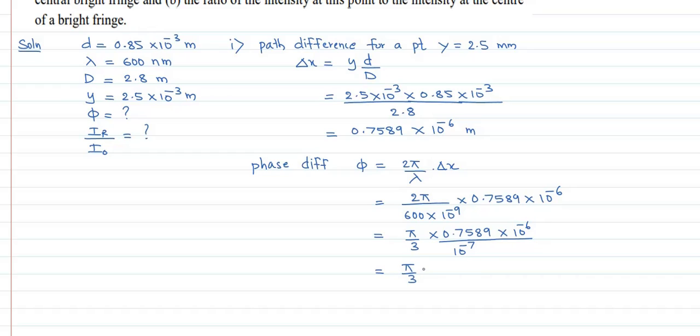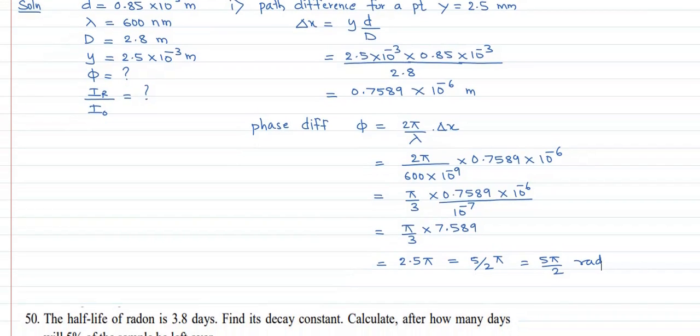If you take this to the numerator, it will be 7.589. So this is around 2.5 pi, or you can say 5 by 2 pi. Phase difference is 5 by 2 pi, or you can write it as 5 pi by 2 radian. So if you want, you can substitute the value of pi and simplify. You will have the phase difference.